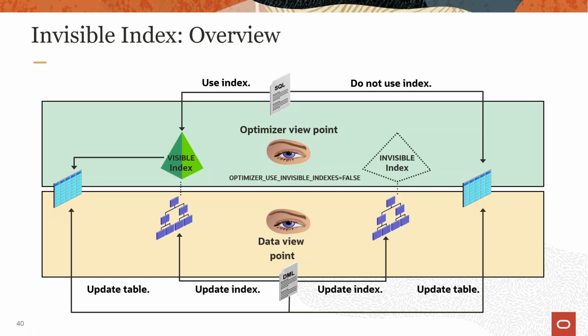Now, one thing that you need to know is if you have an invisible index upon a table, and you would, for instance, insert a record inside that table, also in the invisible index, the corresponding index entry needs to be inserted. So DML operations will be impacted by invisible indexes.